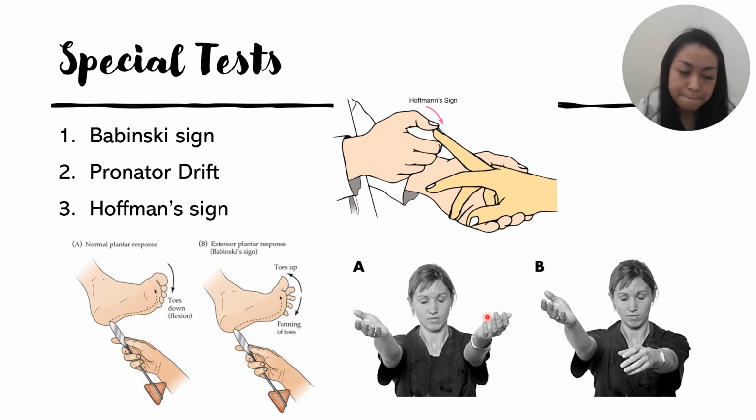It's like this, okay? The last one is the Hoffman sign. So the Hoffman sign involves flicking the nail of the middle finger and watching for the index finger and the thumb to approximate or to come together. Yeah, so flicking the middle finger and then watching for the thumb and the index finger to come together, to approximate. Okay, so these special tests are only present in upper motor neuron lesions.